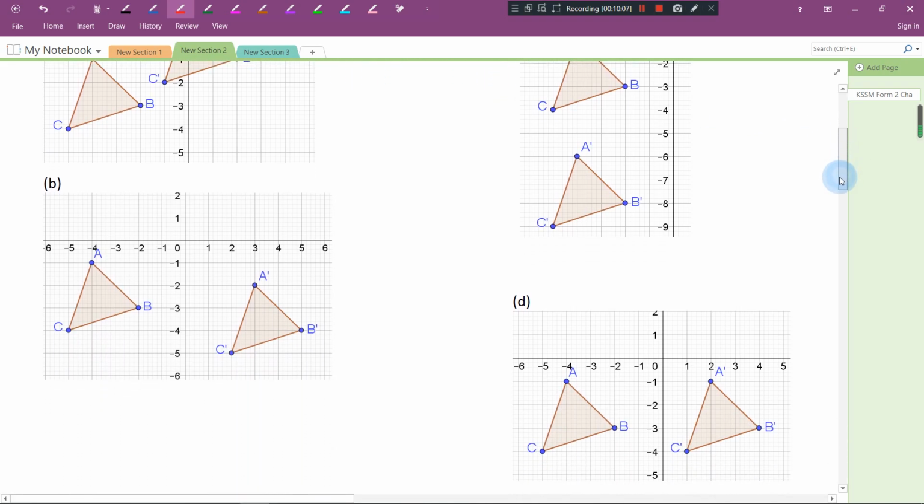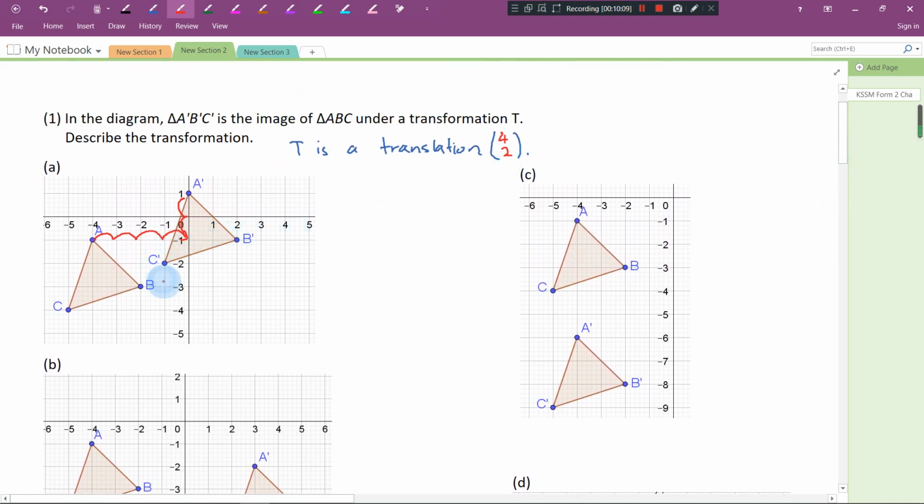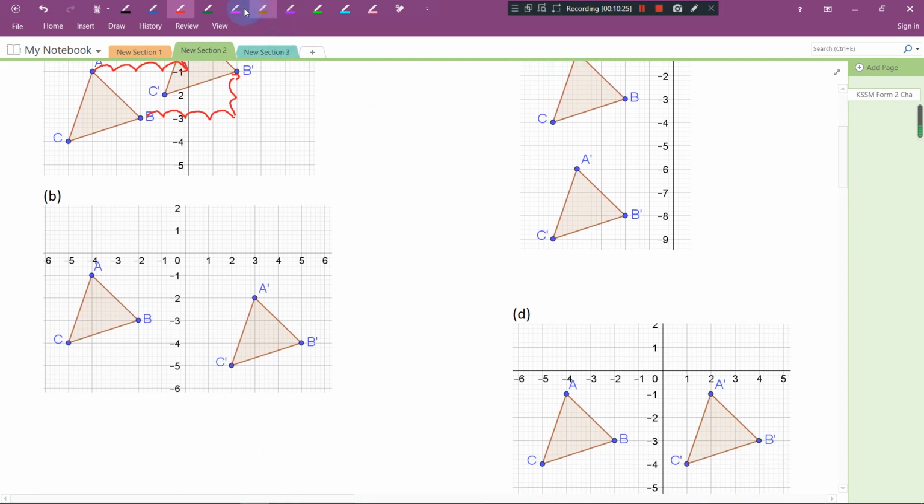Okay, so let's see. You can try to calculate this one. It will give you exactly the same answer. 1, 2, 3, 4. 4. Then 1, 2, 2. Okay, you can try C and C prime. You will get the same answer as well. Let's try B. Okay, so this is a translation.